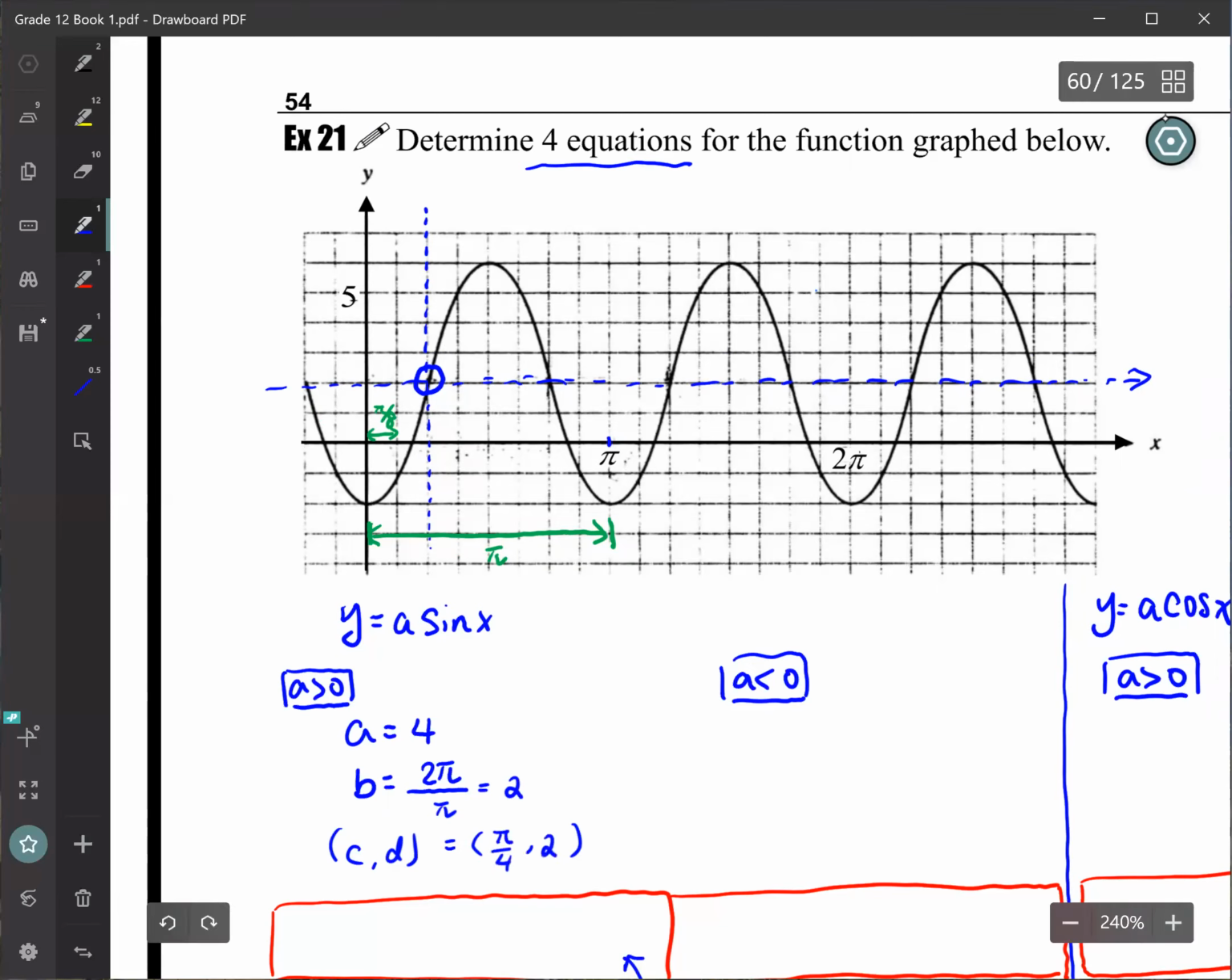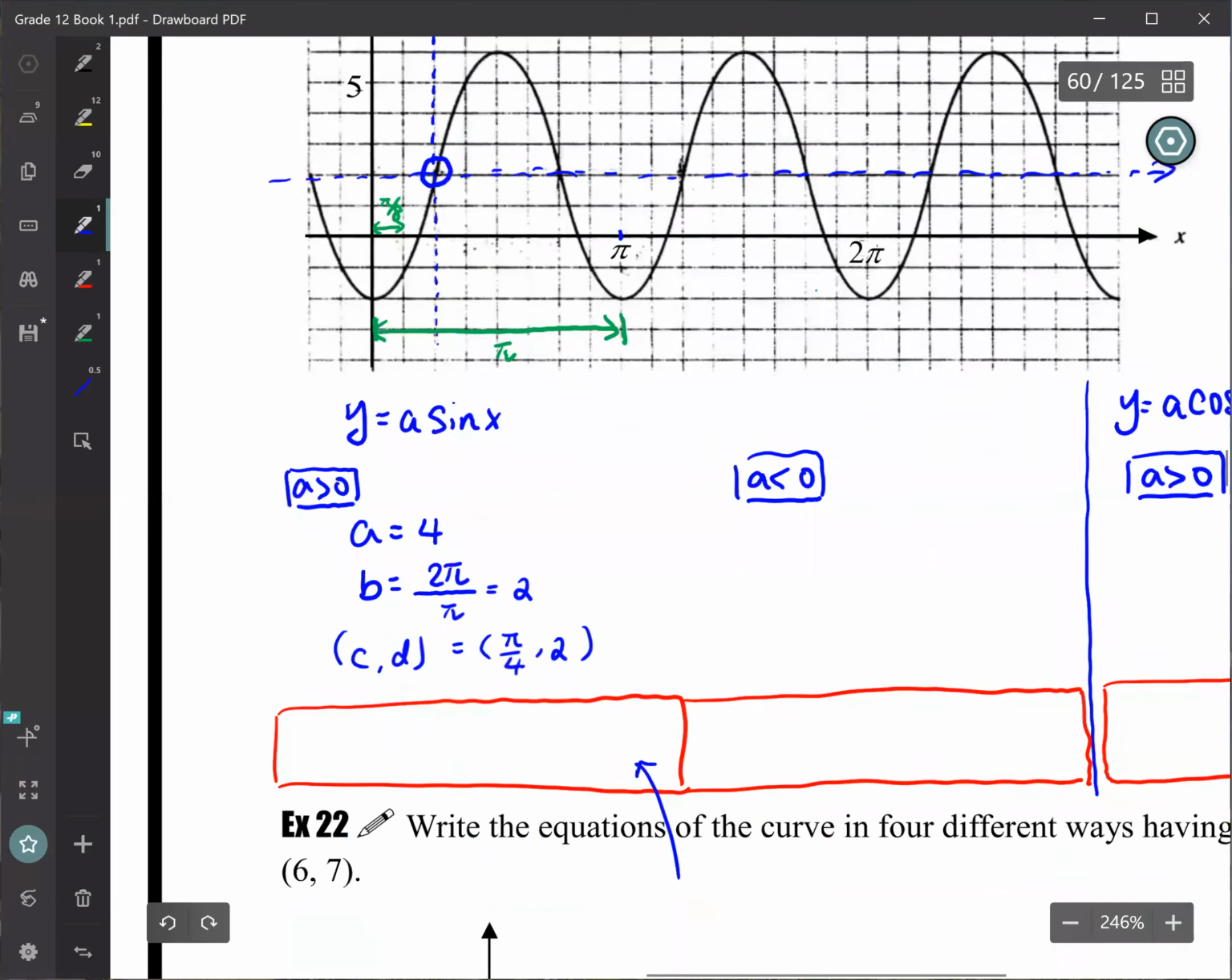Anyone has question about how he got pi over 4? Okay, you just need to count 2 boxes, right? 2 boxes to the right. So that's like 2 pi over 8 and then simplify it. So once you write out the equation, it will be y equals to 4 and it's a sine 2x minus pi over 4 plus 2.